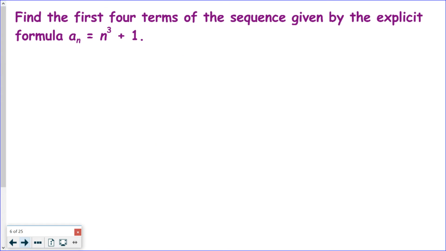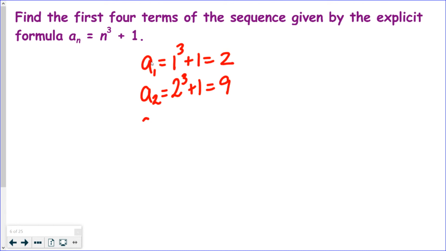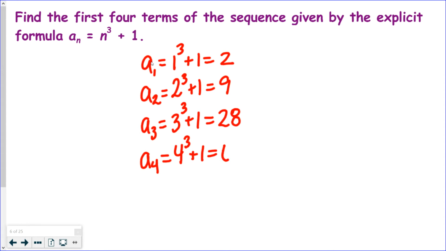All right. Find the first 4 terms of the sequence given by the explicit formula a sub n equals n cubed plus 1. First term is 1 cubed plus 1. That's 2. Second term, a sub 2, is 2 cubed plus 1, which is 9. A sub 3 is 3 cubed plus 1, 28. And a sub 4, the 4th term, 4 cubed plus 1 is 65.